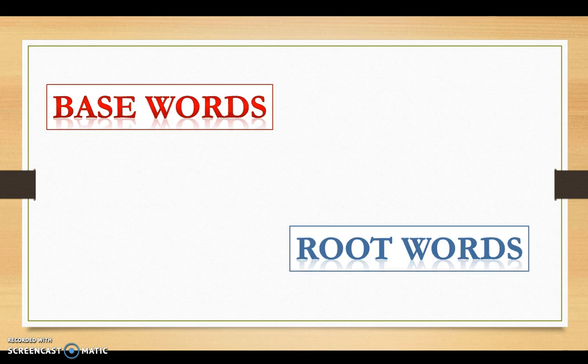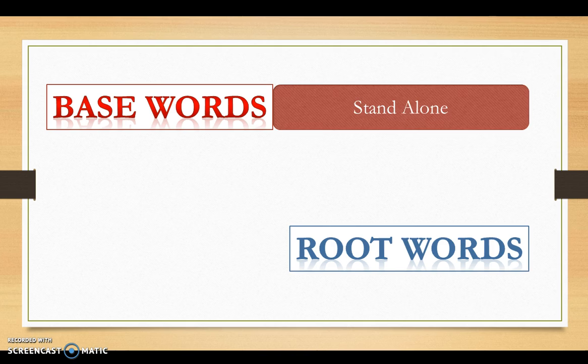When looking at any word, it's important to understand the difference between a base word and a root word. A base word is a word that can stand on its own. Other words or word parts can be added to the base word to form a new word. For example, the word teach is a base word. It can stand on its own. But we can add things to the word teach to enhance it or change its meaning.